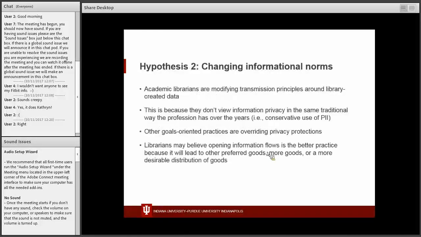Hypothesis two could be that there are changing informational norms. The academic librarians are just modifying what I would call transmission principles around library-created data, because maybe they don't view information privacy in the same way as we have in the profession over the years, which has been really a conservative use of personally identifiable information. And maybe they have other goals-oriented practices that they want to pursue rather than protecting privacy.